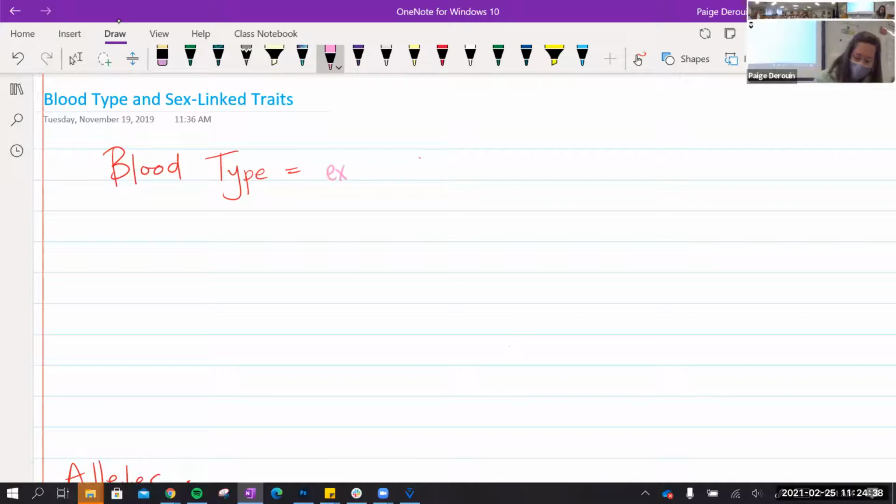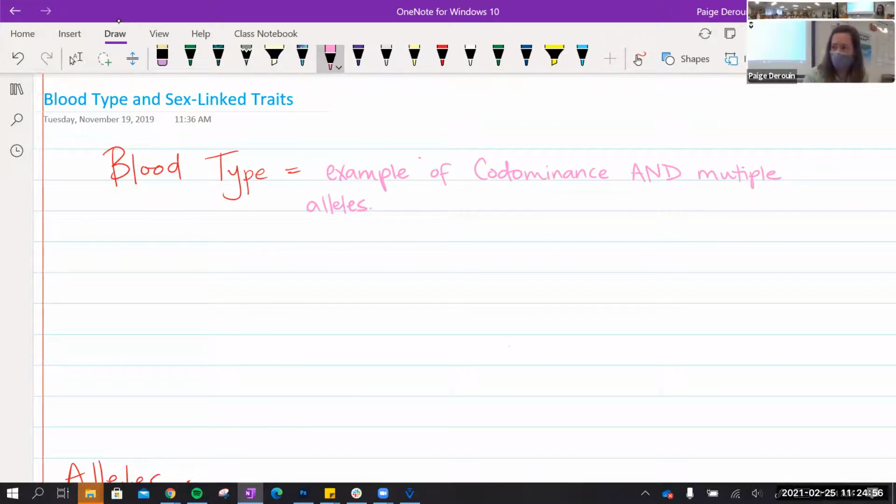So in blood type, you can have, I'll say, an example of codominance and multiple alleles. So for blood type, you actually have three alleles instead of two.